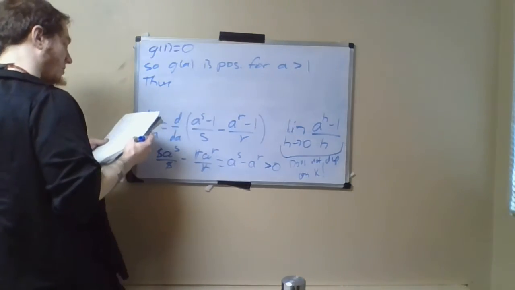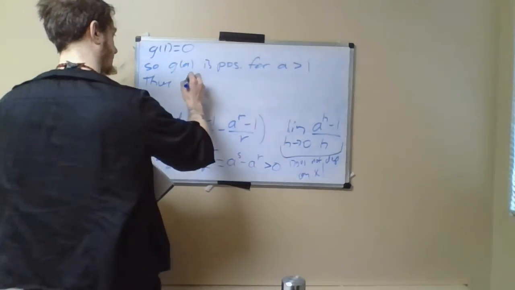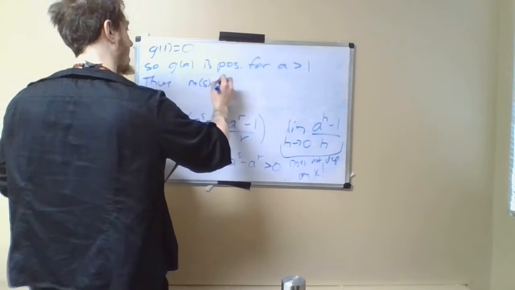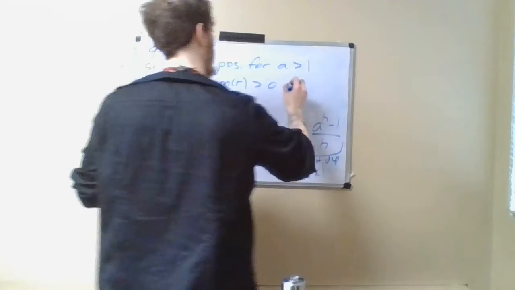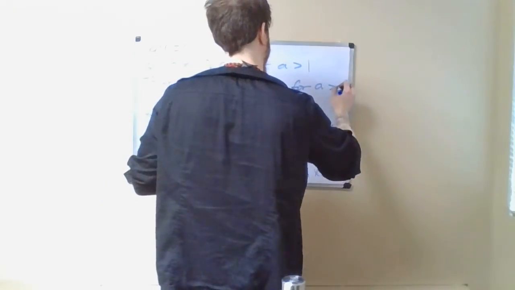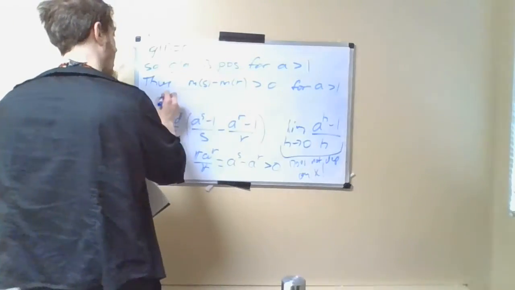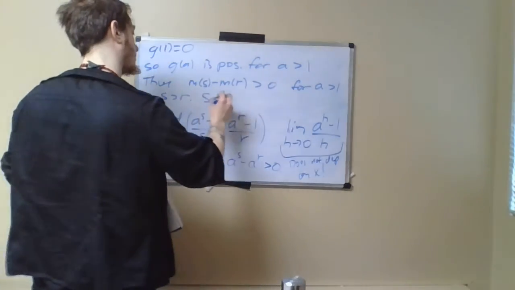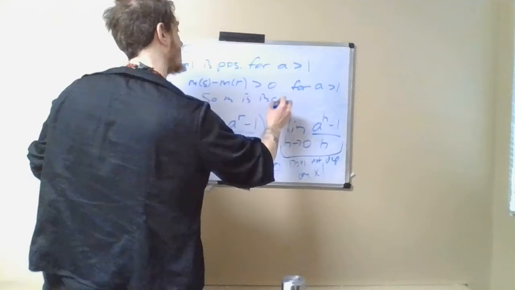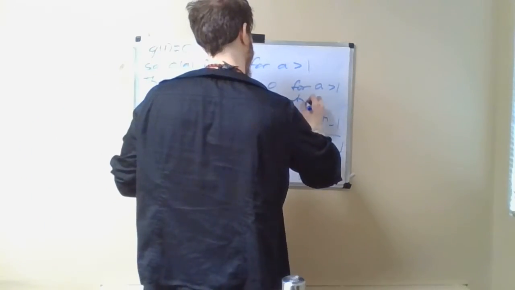And this establishes that m of s minus m of r is bigger than 0 for a bigger than 1 and s bigger than r. And this means m is increasing when h is bigger than 0.